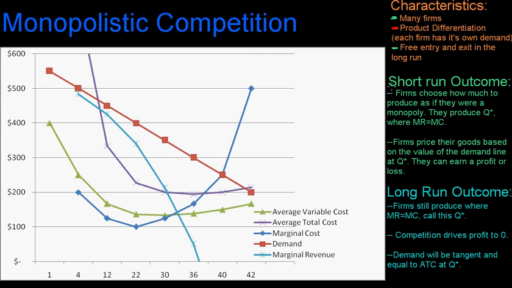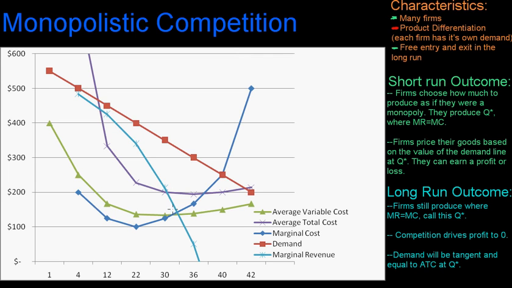So in the short run, firms choose how much to produce as if they were a monopoly. And so they produce Q star, which is where marginal revenue is equal to marginal cost. So this should sound familiar. Marginal revenue is what the firm earns on each additional unit, and marginal cost is how much it costs the firm to produce each additional unit.